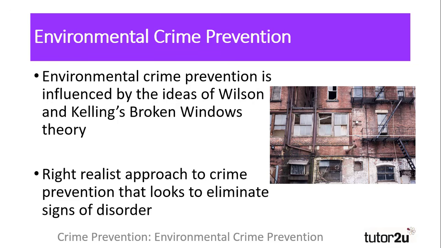Environmental crime prevention became a popular form of crime prevention in the mid-1980s, drawing its influences from the work of Wilson and Kelling on broken windows theory. Broken windows theory suggested that physical signs of degradation in an area, such as broken windows, increased the likelihood of that area having a higher rate of crime.